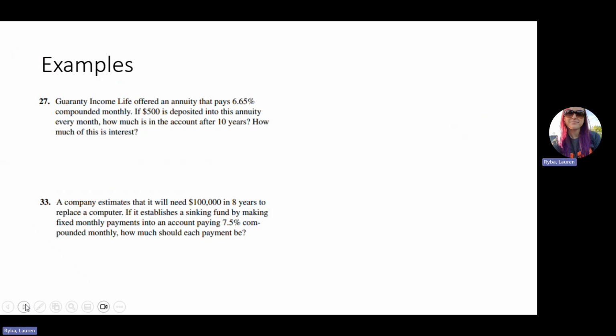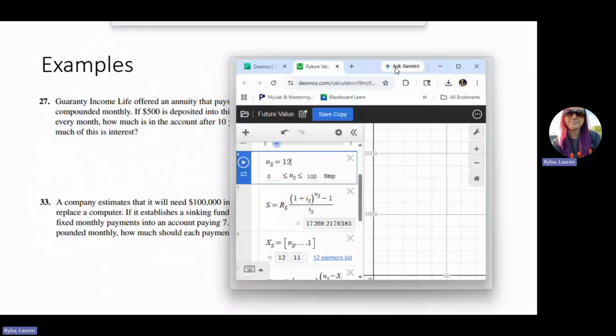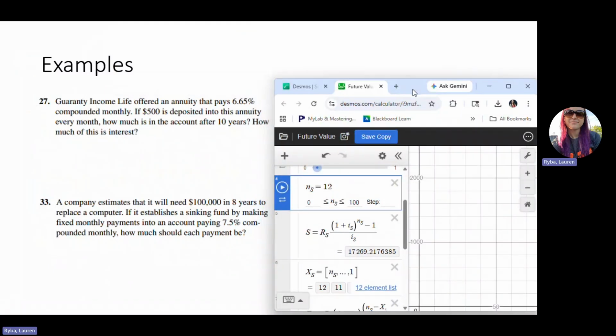Guarantee Income Life offered an annuity that pays 6.65% compounded monthly. If $500 is deposited into this annuity every month, how much is in the account after 10 years? How much of this will then be interest? All right, so I'm going to use our special little future value calculator for this one, just to give us another practice.